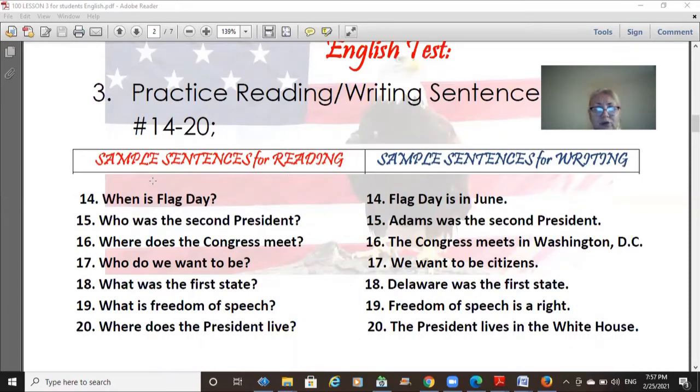The sentences for reading are on the left of the screen. The sentences for writing are on the right part of the screen. I believe that the sentences for reading are questions and sentences for writing are answers to those questions, but it can be different. For reading, you just have to practice reading at home. For writing, you will need to practice writing these sentences as many times as it takes to not make any mistakes.